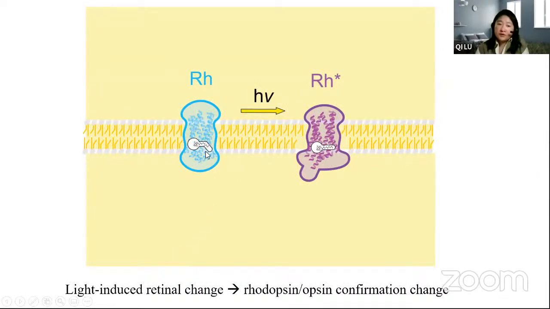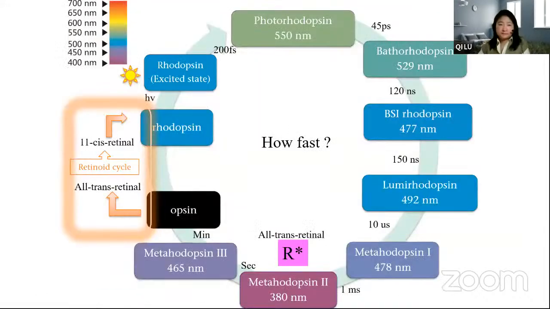After the light-induced change of retinal from 11-cis retinal to all-trans retinal, rhodopsin is activated. Here we use this bump to show the conformation change. The details of the change in rhodopsin are that it captures light and undergoes a lot of conformation changes, and for each different conformation, the most sensitive light wavelength will be different.